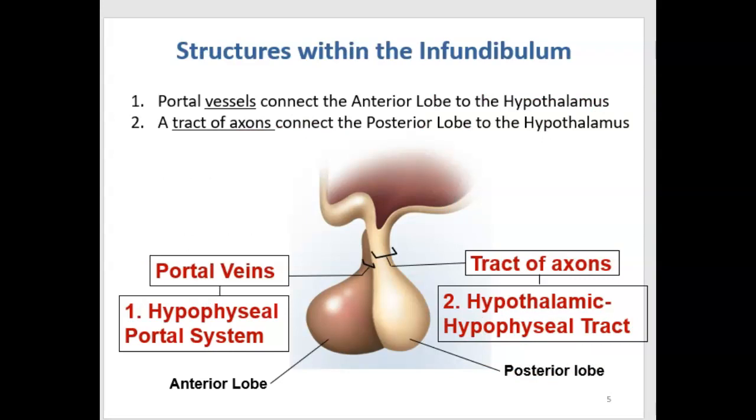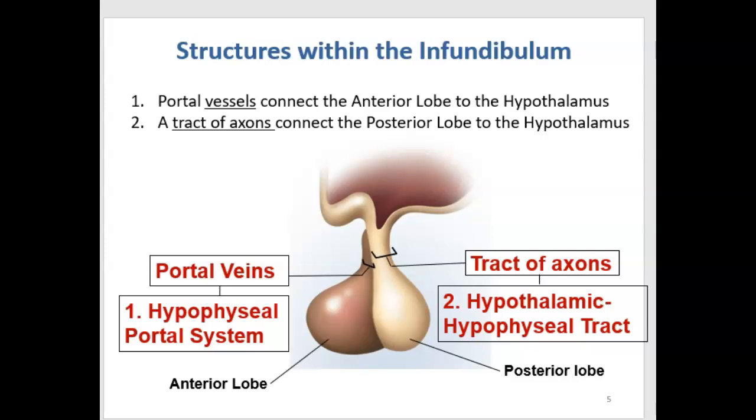So let's look at the infundibulum a little bit more closely. The hypothalamus and the pituitary gland are connected by the infundibulum. Both the anterior lobe as well as the posterior lobe use this infundibulum, but they differ in terms of what physical structures are located in the infundibulum to connect the two lobes to the hypothalamus.